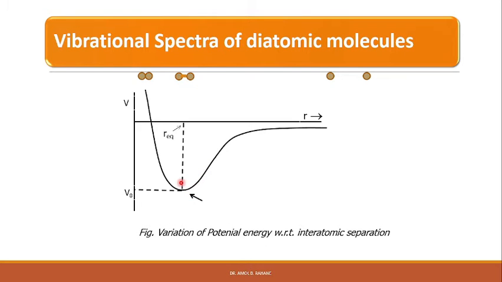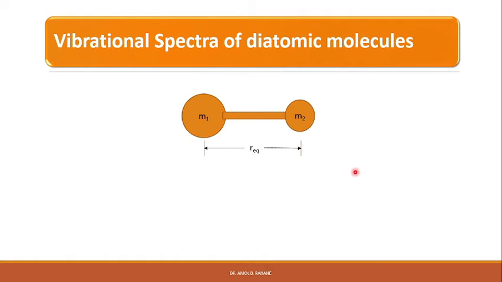Within this region, we say the curve is parabolic, right? So within this region, the curve is parabolic. That means our diatomic molecule follows the harmonic oscillation. This is the diatomic molecule. So R equilibrium is the nuclear separation between the two atoms. This diatomic molecule is continuously vibrating about its mean position.